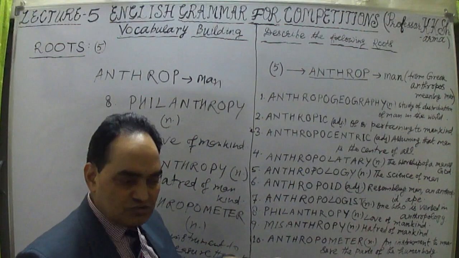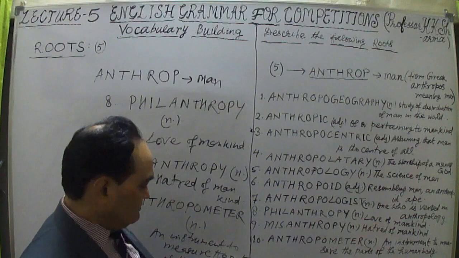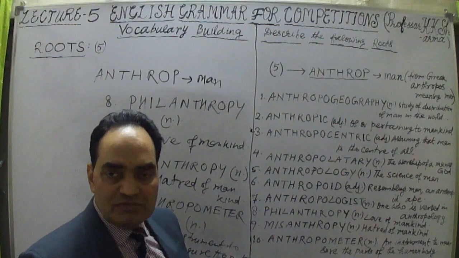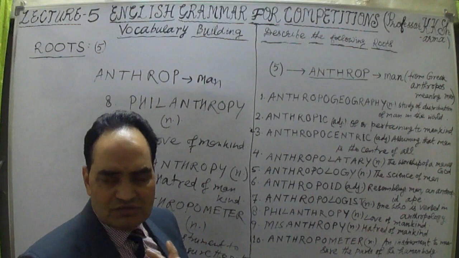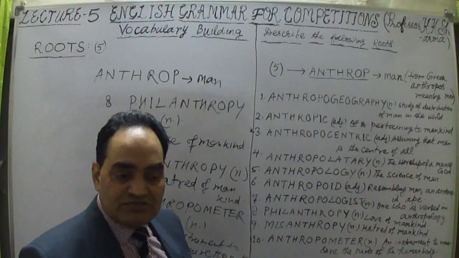Another word, this may be the 11th word. The 12th word, let me take. Anthropoglot. What is anthropoglot? Any animal which is having the same tongue as a man is having. Tongue means language or tongue. Glot means an animal which is having a similar tongue to that of man. That is anthropoglot. Anthropoglot. Anthropogenesis.